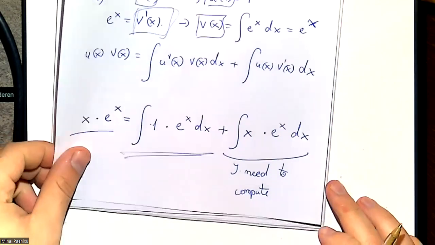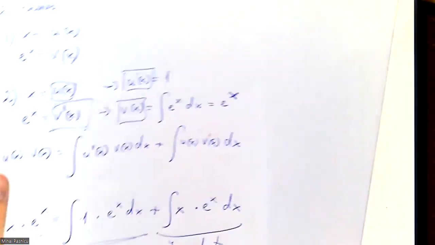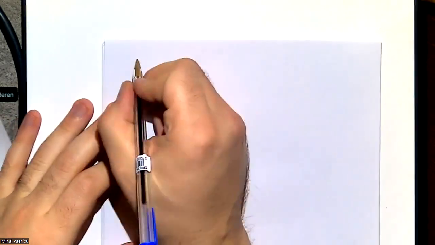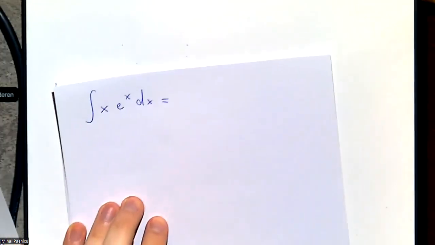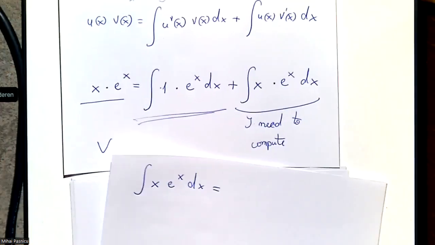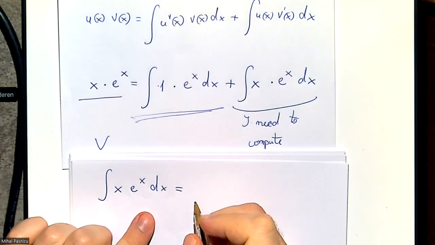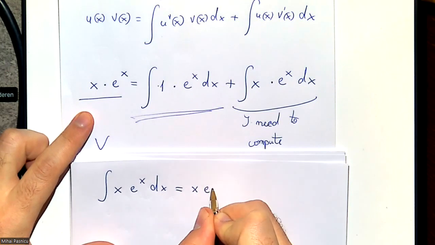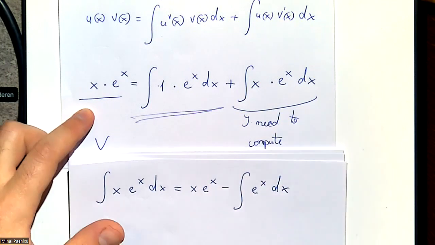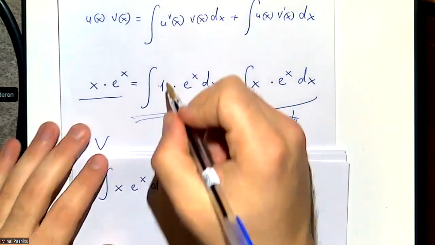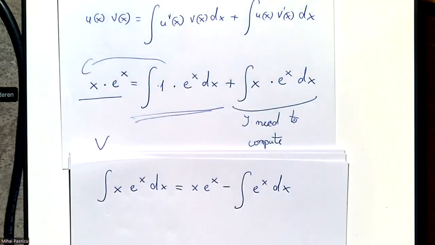Why? Because from this formula, I have that my integral of x e to the x dx is just equal to, let's keep the formula here so it makes sense, x e to the x minus the integral of e to the x dx. I just moved this thing to the other side. And this is another shape in which you will see the integration by parts formula. Some of you might be more used to this one, but as you can see, it's still the exact same thing.